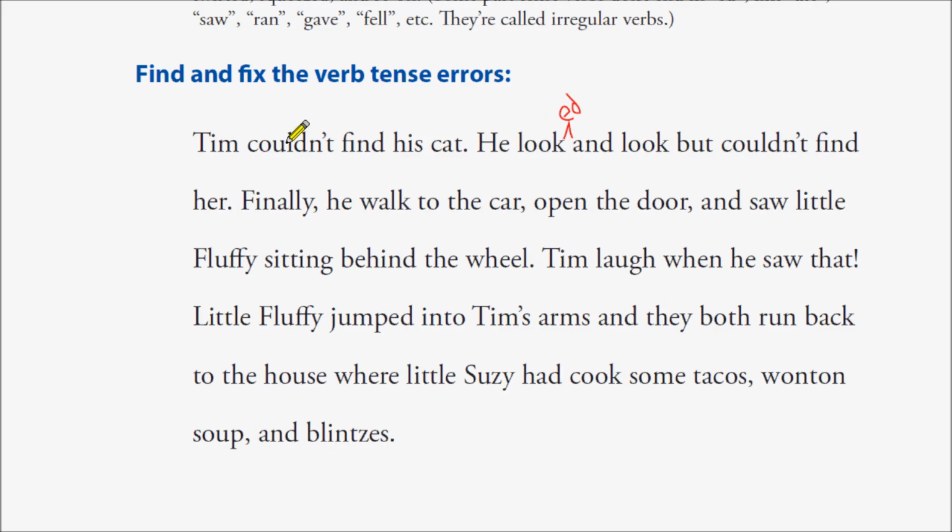This is the first one. He couldn't. See, if you say he could not, that's past tense, so it has to be looked. This whole paragraph is set in the past. So every time you see a verb that's not past tense, you have to correct it and change it into a past tense verb.